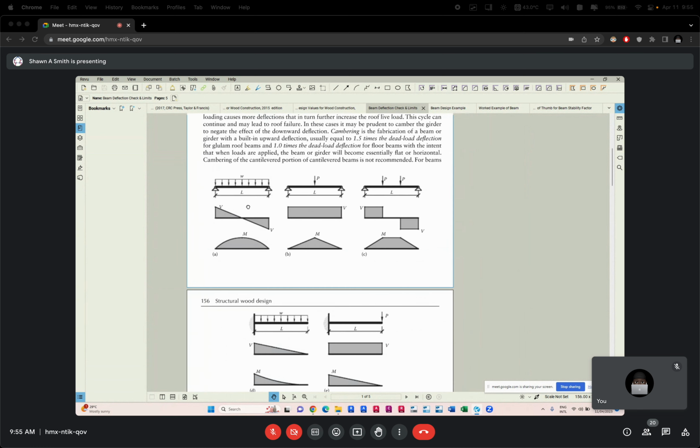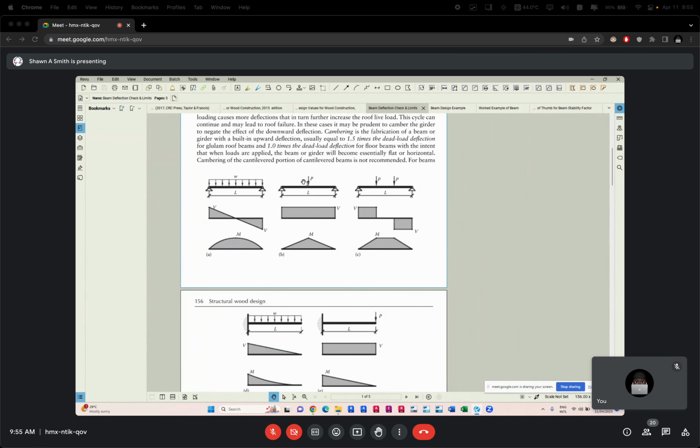All right. The second case, same simple supported beam, but this time with a point load or a concentrated load in the middle of the span. And again, this is the shear force diagram for it, and this is the moment diagram for it. I'm not too sure if the shear force diagram is correct though.